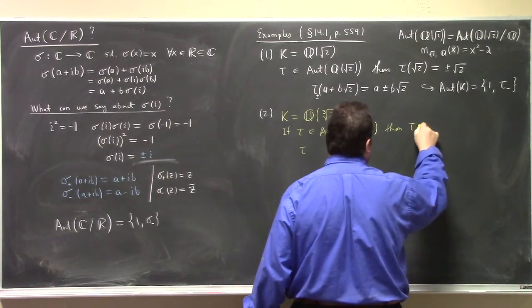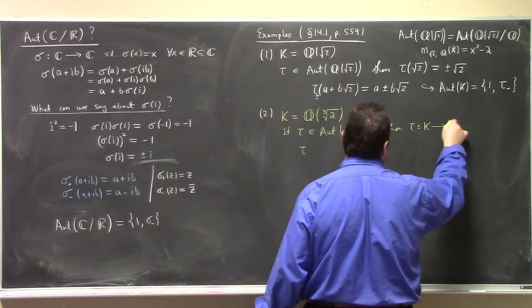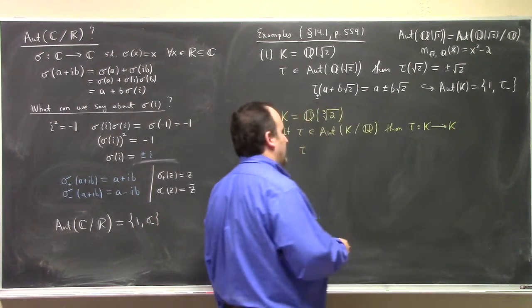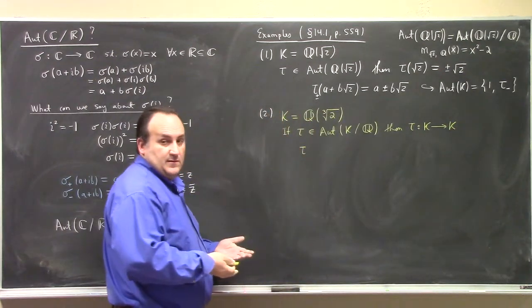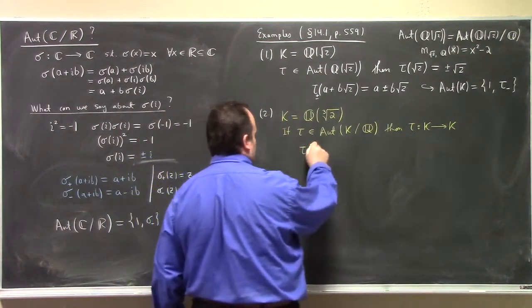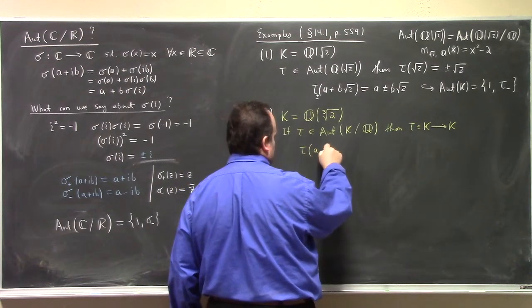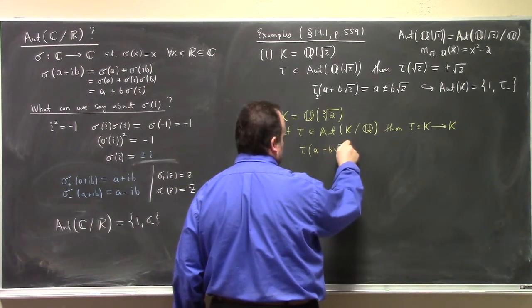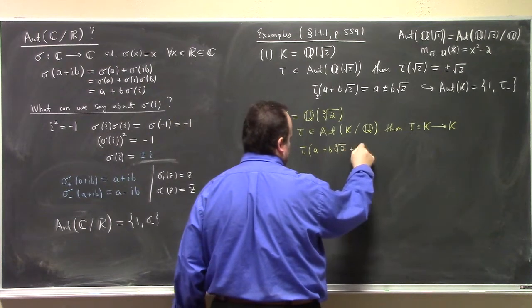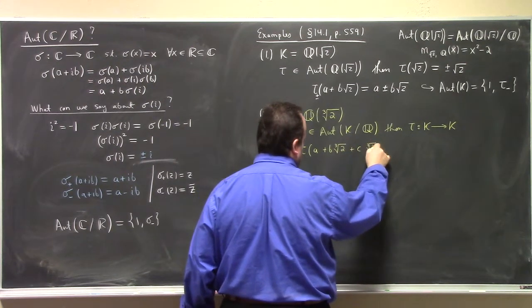Well, I guess the question is, so then tau is, of course, a mapping from where to where, from K to K, right? What does K look like? What's a typical element of K? Any rational number plus, irrational, a plus b times cube root 2, plus c times cube root 2 squared, right?